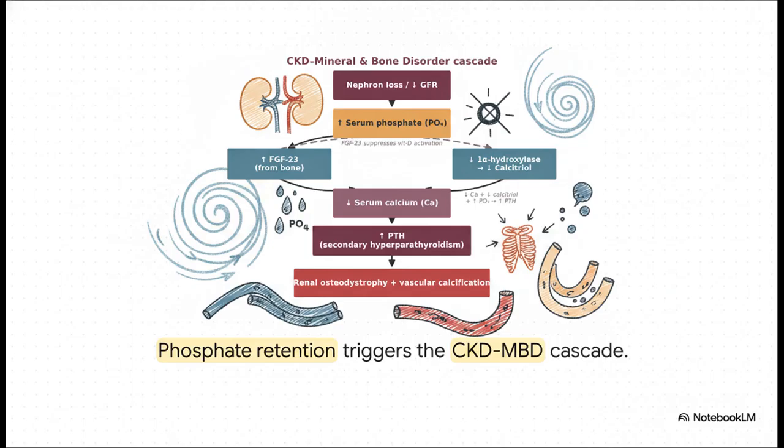And what happens when calcium drops? The parathyroid glands go into absolute overdrive, causing secondary hyperparathyroidism. Ultimately, this pulls calcium right out of the bones, leading to renal osteodystrophy, and, even more dangerously, it dumps that calcium straight into the vascular system.